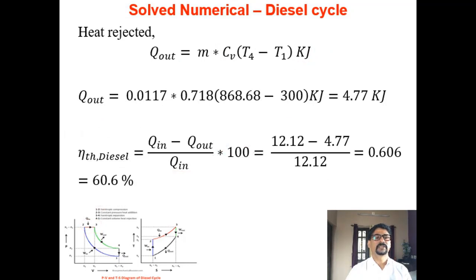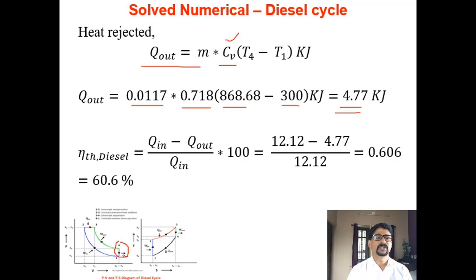Now heat rejected Q out is given by mCv into T4 minus T1. You can see here 4 to 1 is a constant volume heat rejection, hence the Cv term should be used here. So mCv into T4 minus T1, where m is 0.0117, Cv is 0.718. You have to remember this value, or you can get it from the data handbook. With T4, T1, you'll get 4.77 kilojoules.